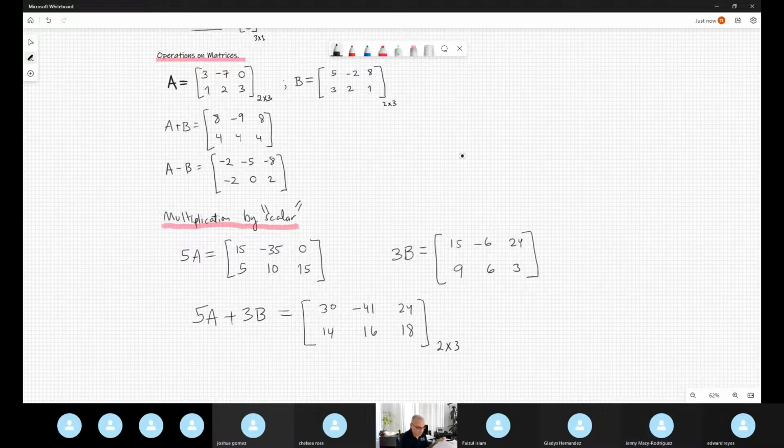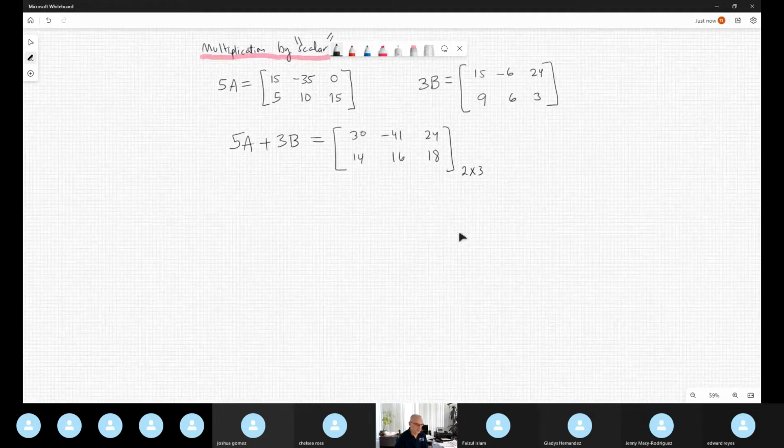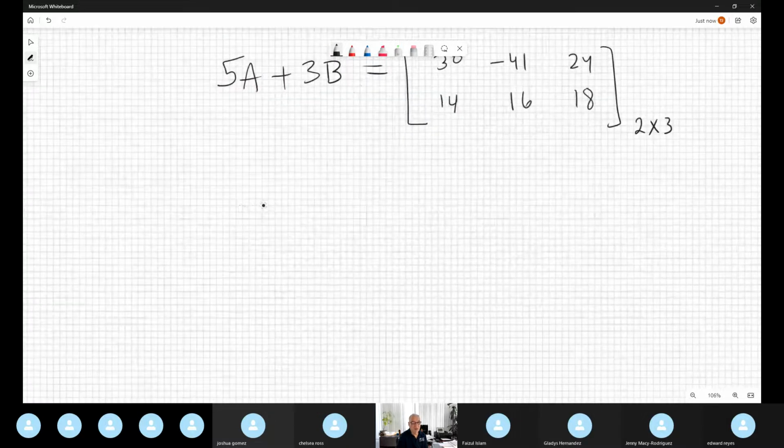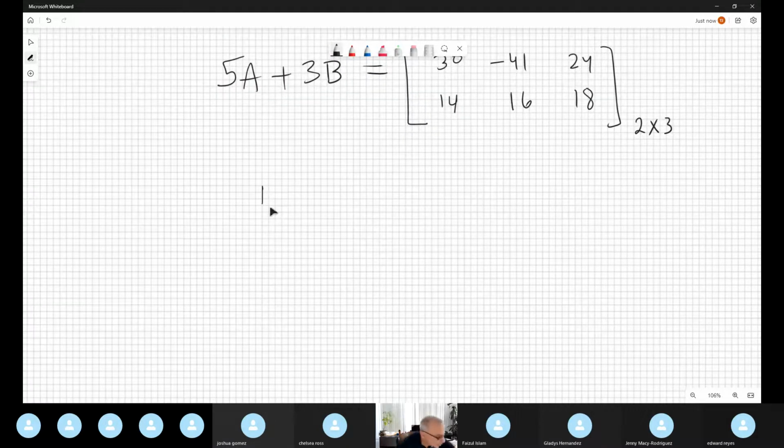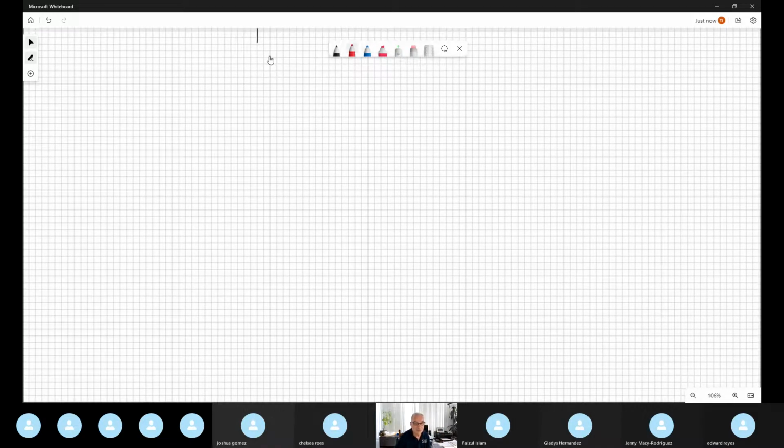Yes. Okay. Now, the most complicated part, in my opinion, is multiplication in between two matrices, so matrix multiplication. Now I do multiplication in between two matrices. And this is not straightforward.